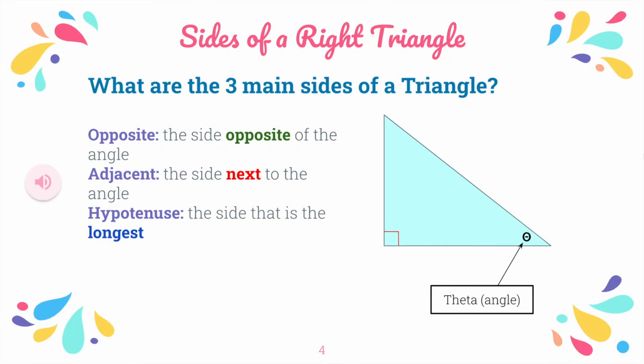What are the three main sides of a triangle and why are they important? The three main sides of a triangle are important because they can help us determine the angle measure. There are three main sides of a triangle. The opposite side, that is directly across from the angle, the adjacent side, that is next to the angle, and the hypotenuse, the side that is always the longest and across the 90-degree angle.